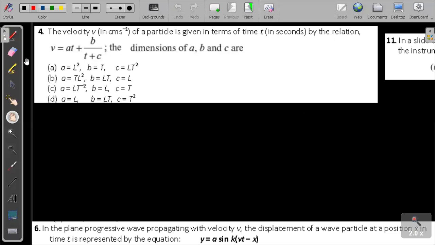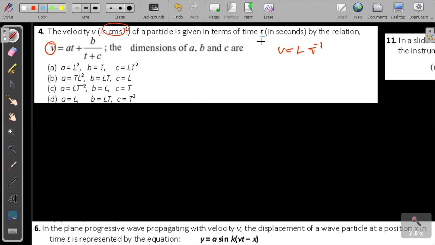In the equation here, this is a very simple question actually. Velocity is in cm s minus 1, and in terms of dimension, we don't care whether it is cm s minus 1 or kilometers per hour or whatever, because it is velocity. So it is going to be LT minus 1. So the velocity dimension is what? LT minus 1.